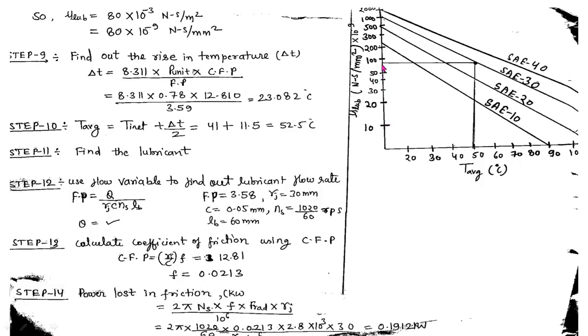Okay friends, when we draw a horizontal line from this point and a vertical line from this point, they will meet somewhere here. This point of intersection of the two lines lies over this line, and this line represents the SAE30 oil. So we will choose this SAE30 oil as our lubricant. Now the lubricant is selected, and we will go to the next step.